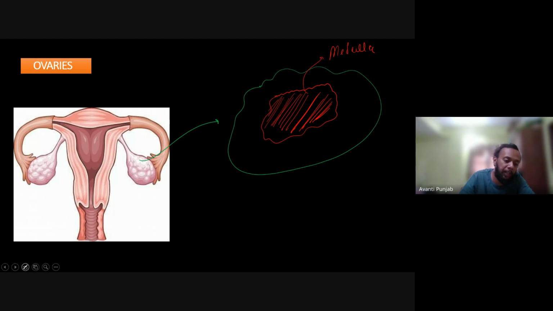And the peripheral part, the corner part, you will find here.